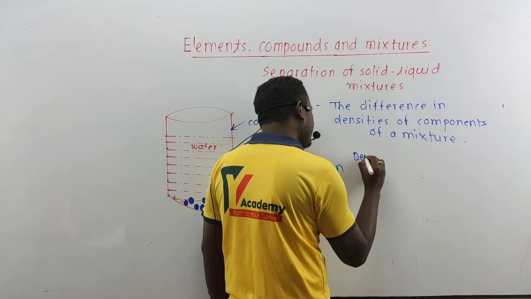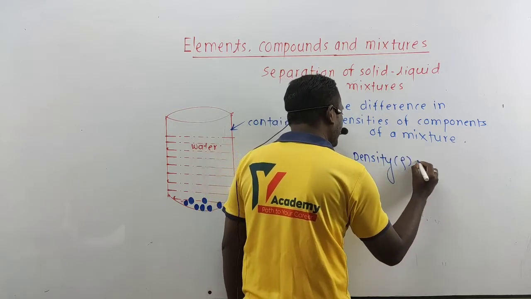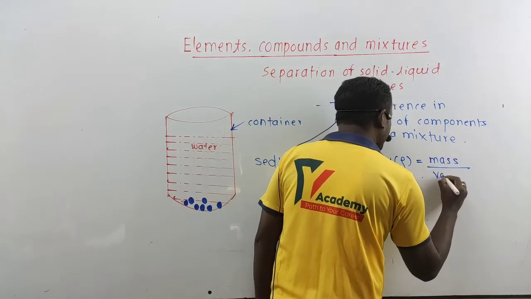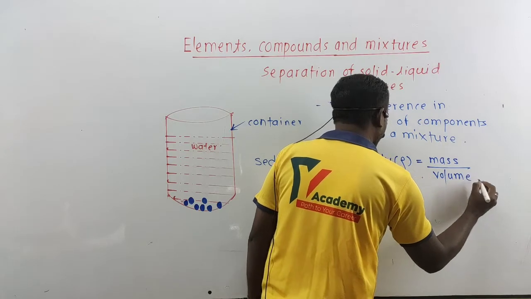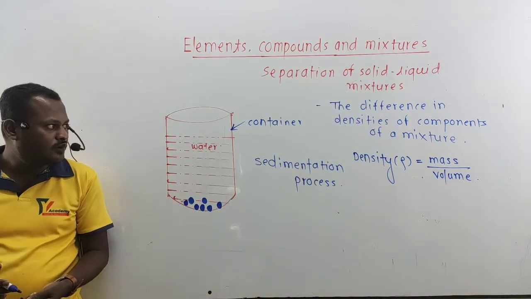You know that density is denoted by rho, and this is the ratio of mass and volume. Mass per unit volume means density. Okay, remember this. So draw this diagram.